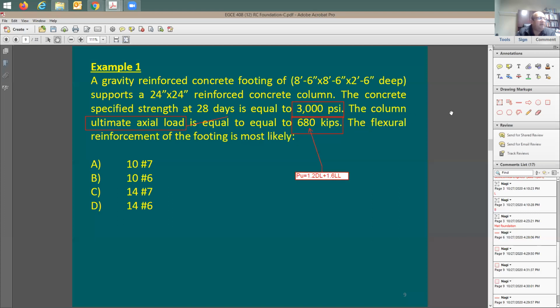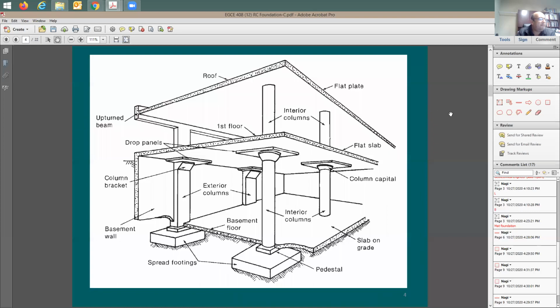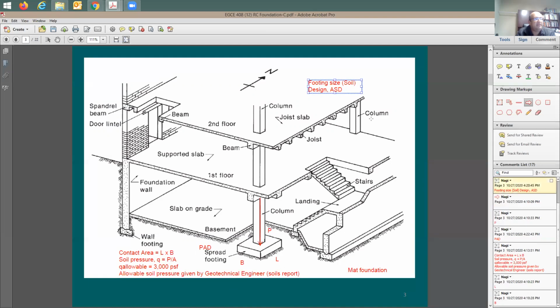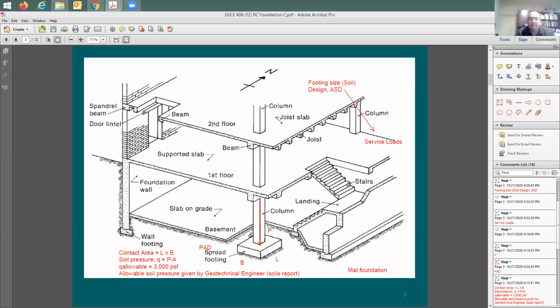I'm going to take you back a couple of slides to this slide here. The load we used to work with was service load, which means dead load plus live load. And this soil pressure was at ASD. It was at service load. So now I'm bringing a new term to you. What does ASD mean? Anyone recall what I've just said? Service loads. So what are the service loads? Service load means dead load and live load, which means load combinations according to ASD. What is ASD? Allowable stress design.